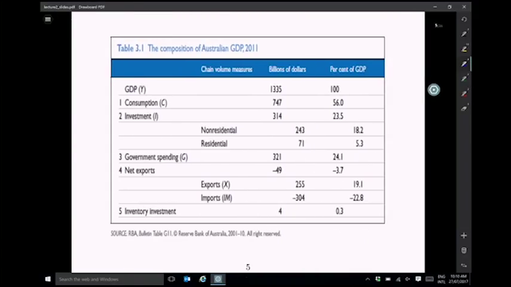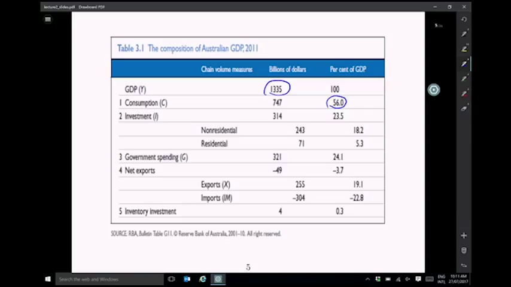So take a look at this example. That's the Australian GDP in 2011. You see that in total it's about $1,335 billion. And among these four components, consumption is still the largest. So if you think about GDP, it can be decomposed into consumption demand, investment demand, government demand, and net export. Consumption is still the largest part, about 56%.